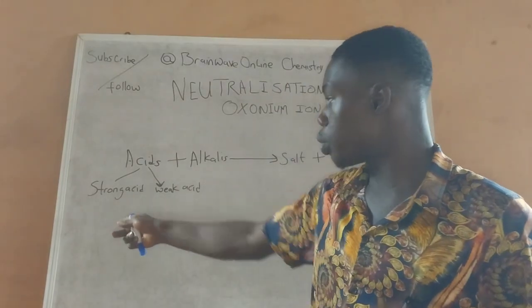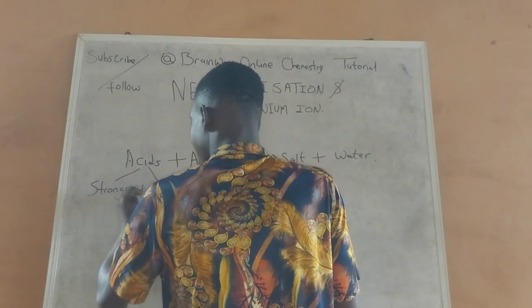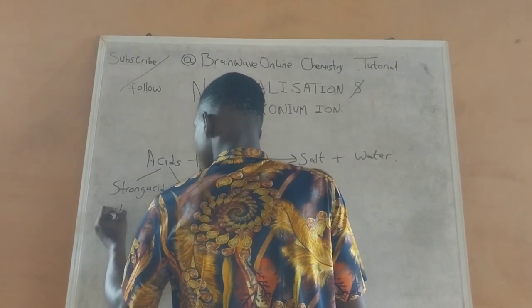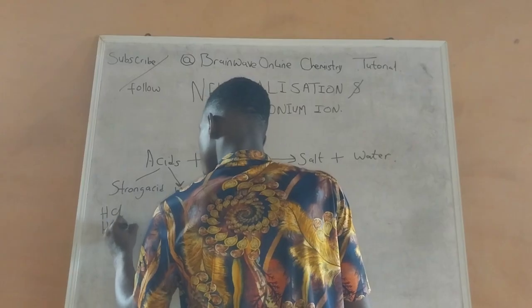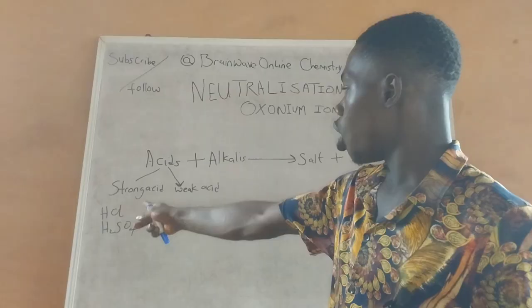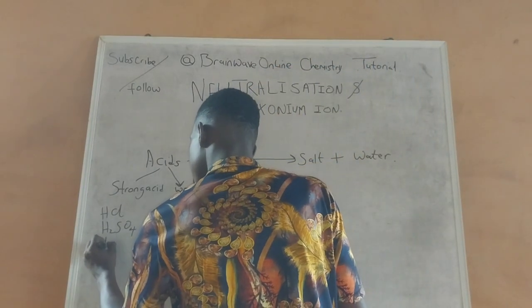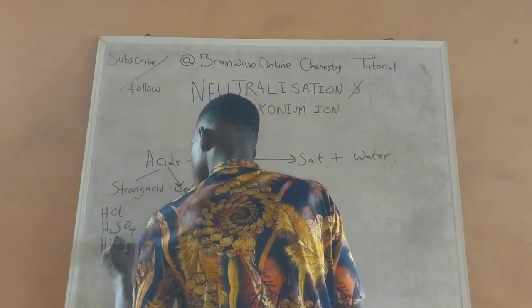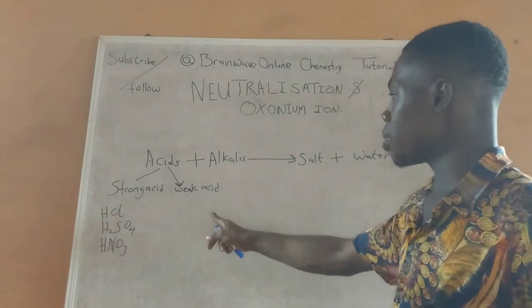Now, we also have some examples of strong acid, which include hydrochloric acid, HCl. We have tetraoxosulfate(VI) acid, H2SO4. So these two are some of the examples of strong acid. We also have trioxonitrate(V) acid, HNO3. So these three are some of the examples of strong acid.